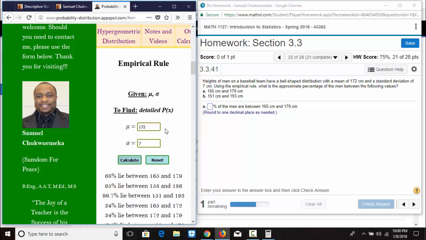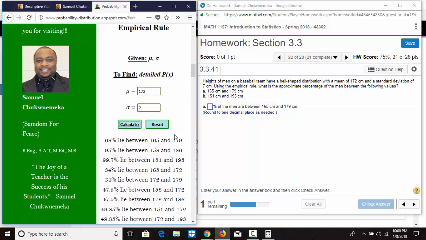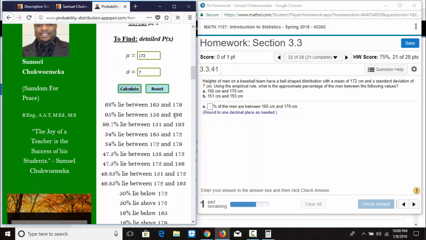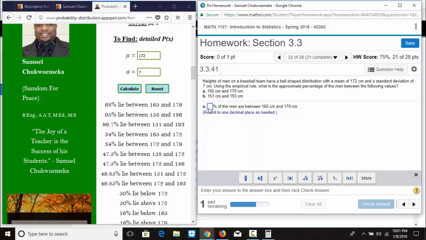The empirical rule is your normal probability distribution. Okay, so let's see what percent of the men are between 165 centimeters and 179 centimeters. Oh wow, see it right away. 165 and 179, right away: 68%.